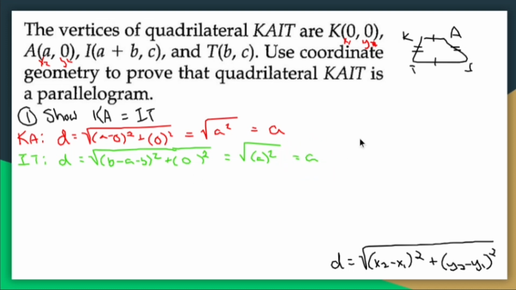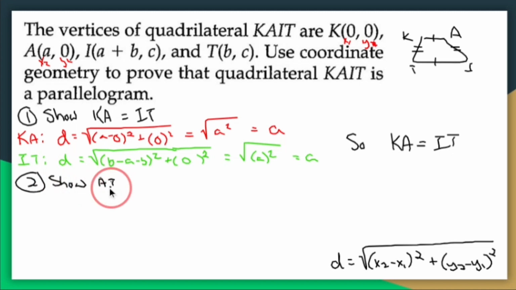So we did it. Since KA is parallel and congruent, KA is IT. Thing number 1 proved. Now I need to show AI is KT.